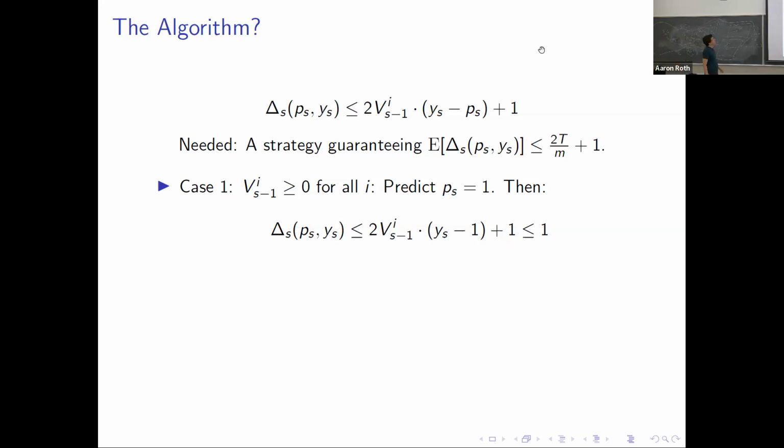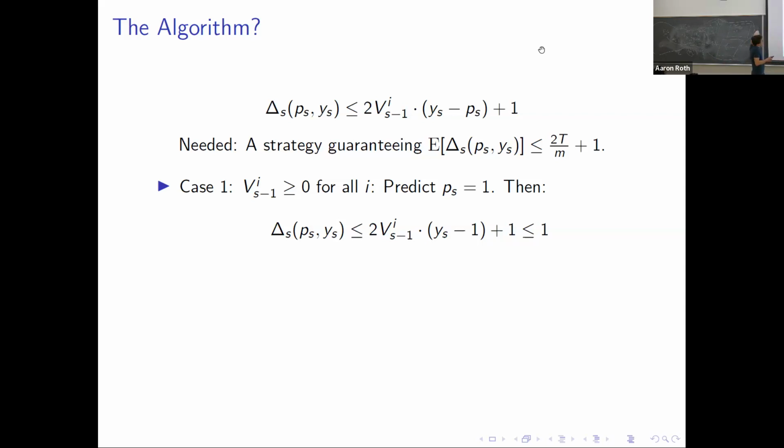So suppose that for every single bucket, our calibration error in that bucket is actually positive. Like everywhere we are, I guess, biased downwards. Well, in that case, I claim we should just confidently predict that the probability of rain is 100%. We should confidently predict it's going to rain.